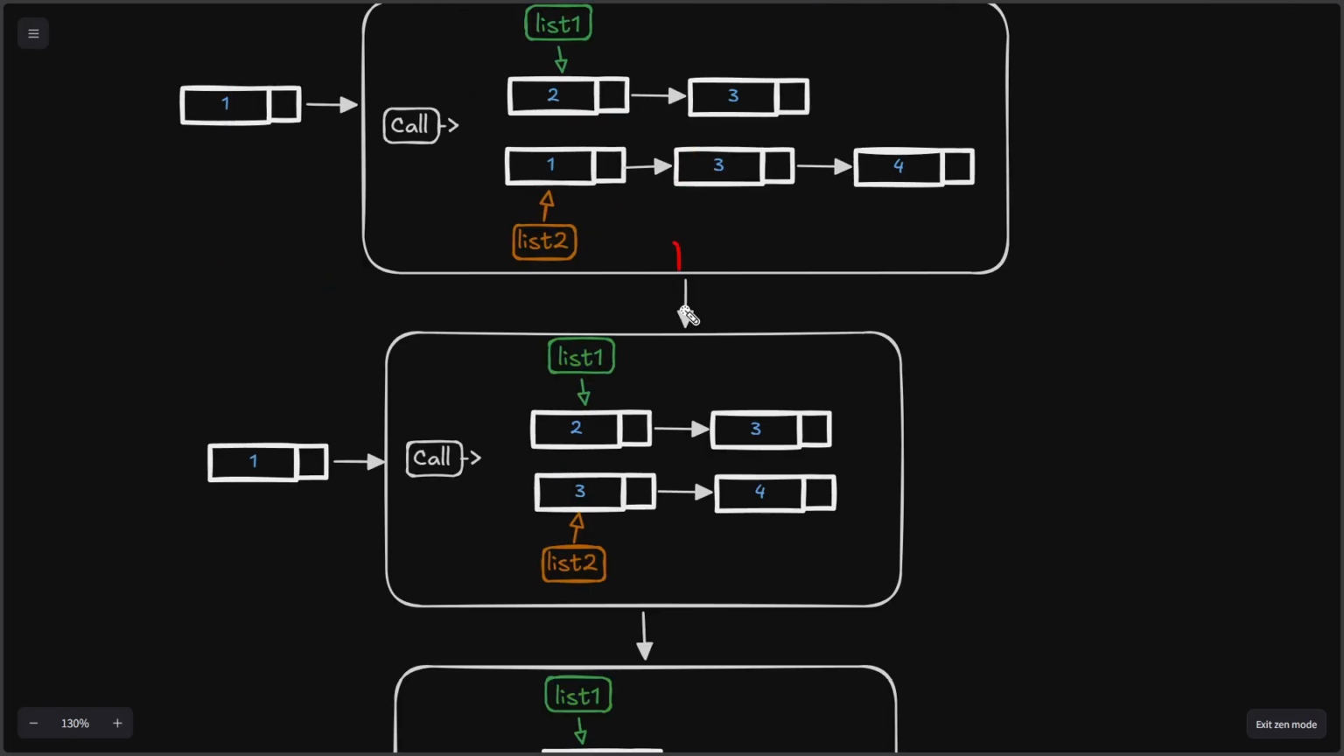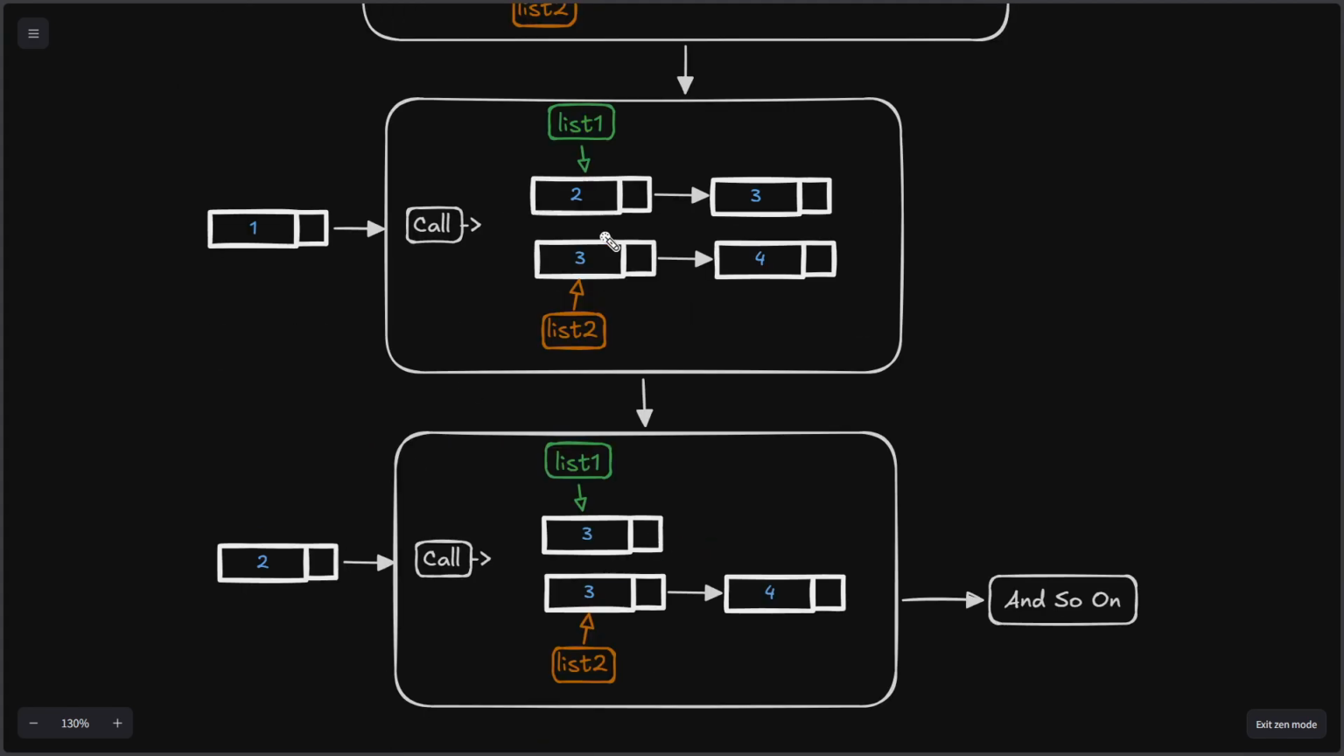Okay, after this we'll have some call like this where we have chosen this node 1, and it's going to call for this list. Okay, again, you can see in this case we are comparing 2 with 3. 2 is smaller, so list 1 is going to move ahead. So we are going to choose 2, and we are going to make a call for the leftover list. Okay, and so on.